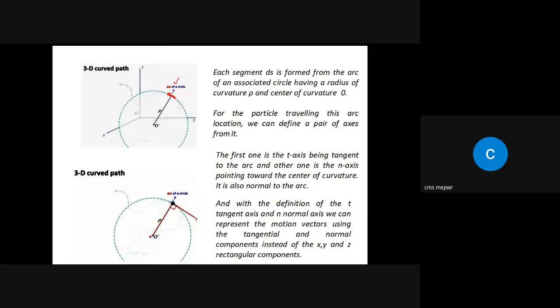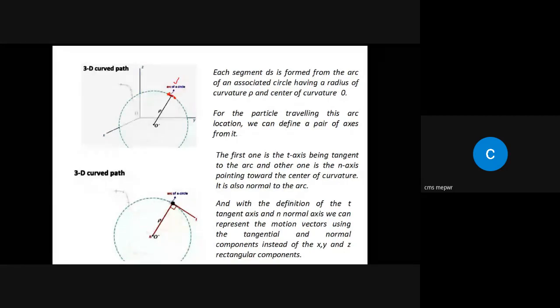And this arc of a circle will also be having our, okay, give me a minute. Okay, so where were we?